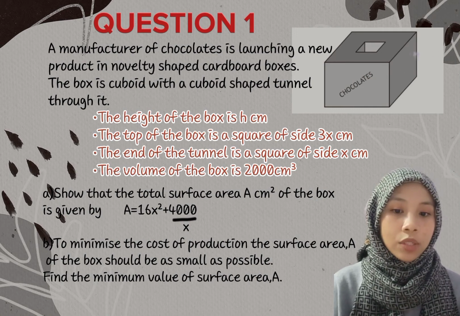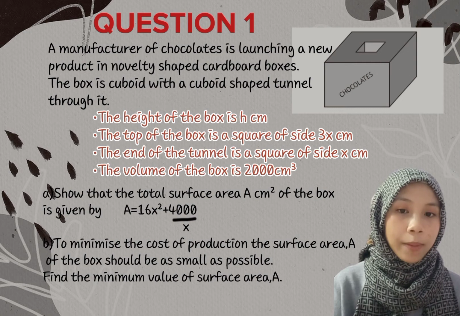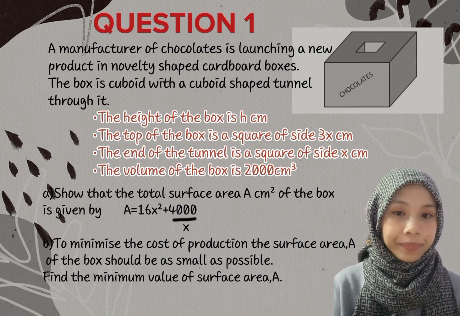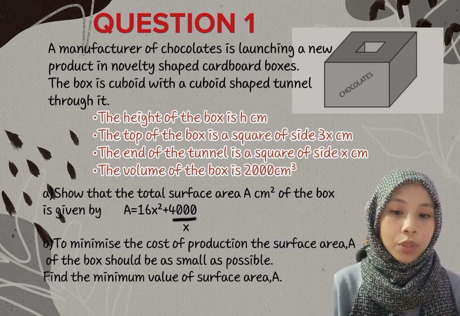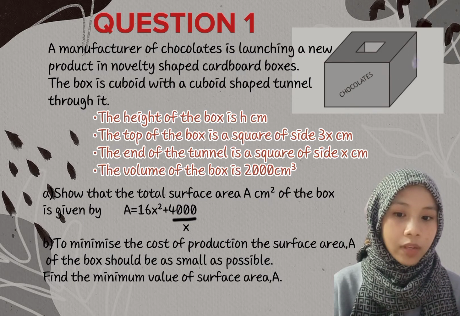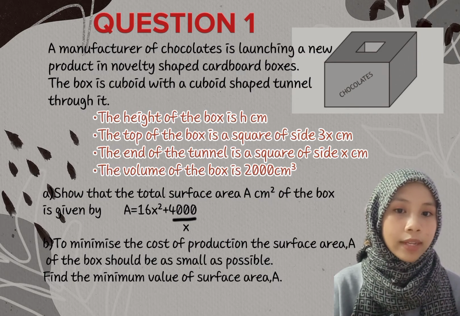A. Show that the total surface area A cm squared of the box is given by A equals 16x squared plus 4000 over x. B. To minimize the cost of production, the surface area A of the box should be as small as possible. Find the minimum value of surface area A.